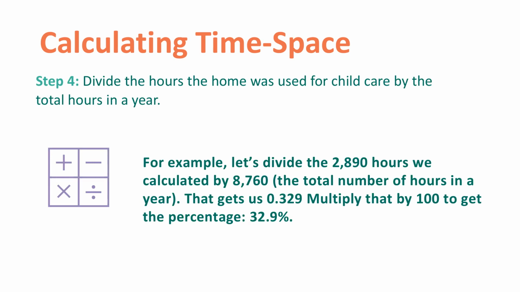Step 4. Divide the hours your home was used for childcare by the total hours in a year. For example, let's divide the 2,890 hours we calculated by 8,760, the total number of hours in a year. That gets us 0.329. Multiply that by 100 to get the percentage, 32.9%.